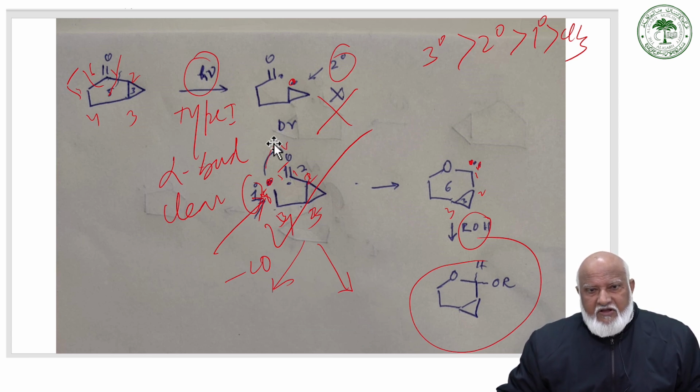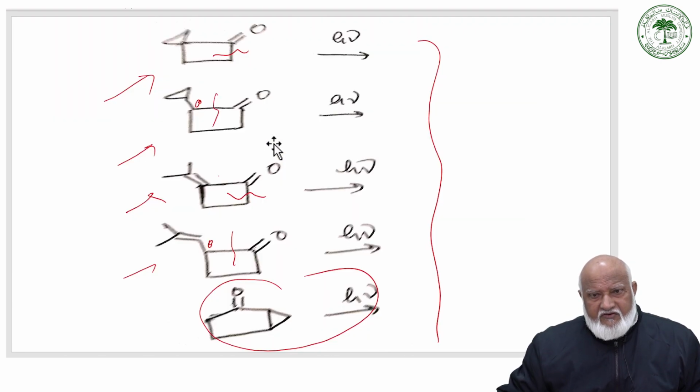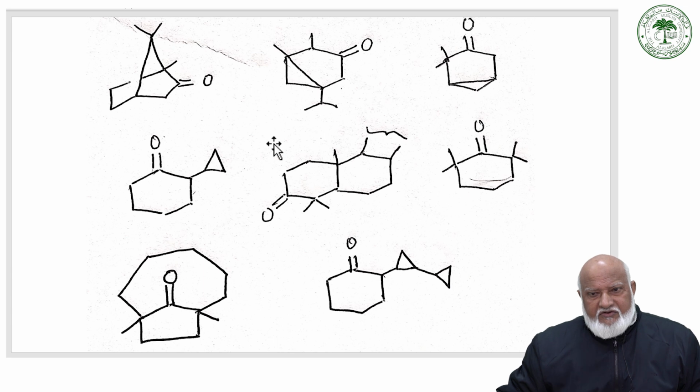Several different systems have been studied, and this Norrish type 1 reaction in cycloalkanes has been extensively studied. We have a lot of examples, and a few of them we have discussed here. A few more we are going to discuss in this case.